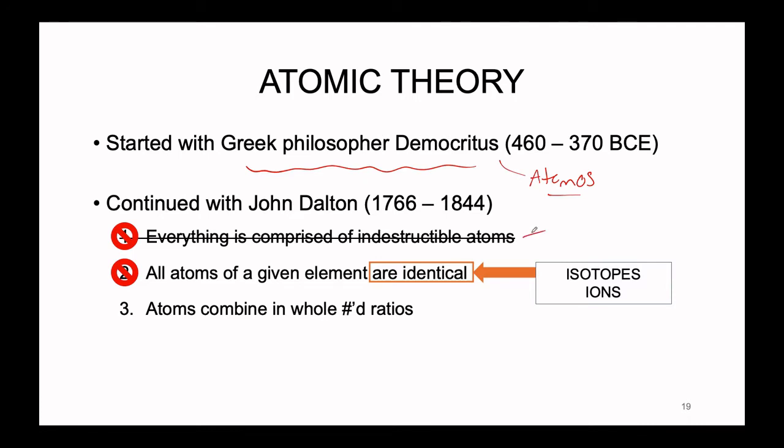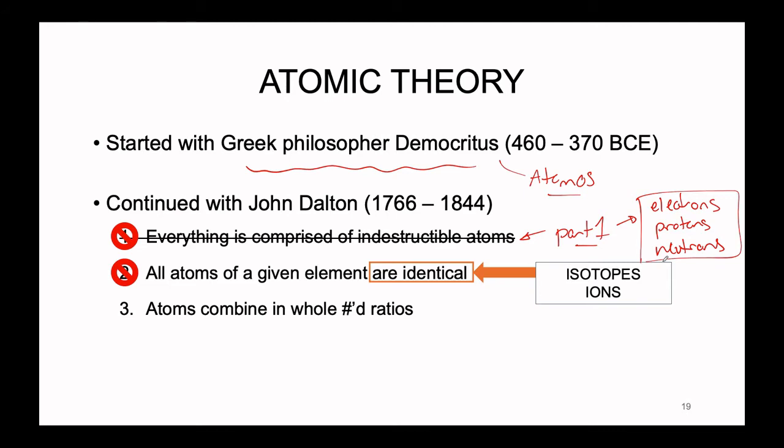In part 1 of this lecture, we completely demolished the first premise of John Dalton's atomic theory, that everything is comprised of indestructible atoms, which we discussed as being incorrect because the atom is destructible. It is made of electrons, protons, and neutrons. If you want that discussion, please go check out part 1 if you have not already.